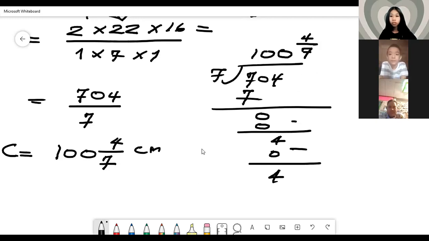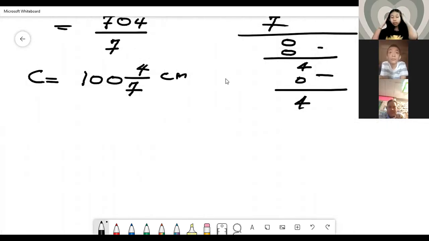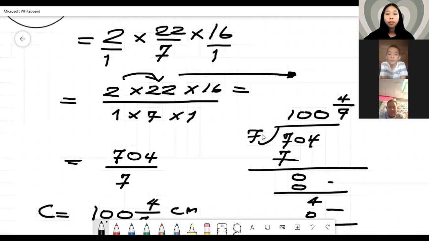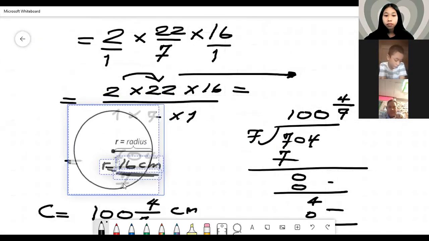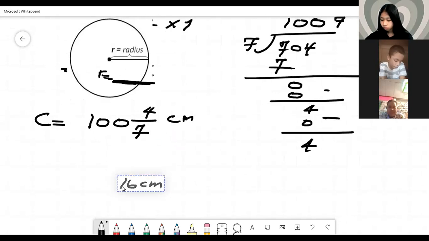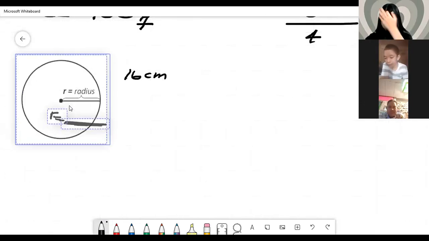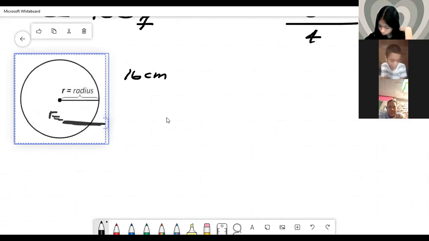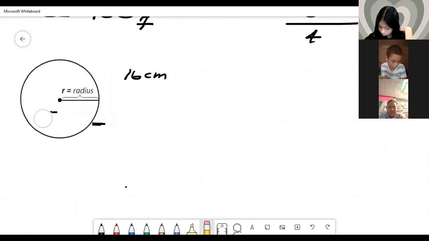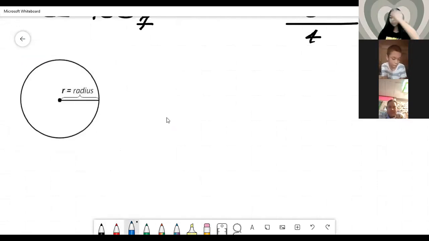Let's go to the second example, example number 2. I will use this circle. The same. Example number 2, let's use color blue: find the circumference of a circle with a diameter.